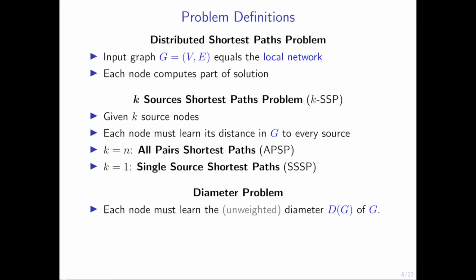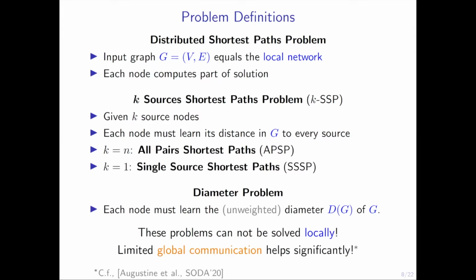In the diameter problem, each node must learn the unweighted diameter of the local communication network. And it's important to mention that these problems cannot be solved locally, as all of these problems have the obvious lower bound of omega of D, the diameter. And the question that Augustine et al. was asking was whether limited global communication helps to solve these problems significantly faster. And their answer was yes.